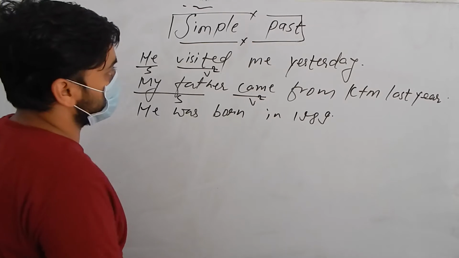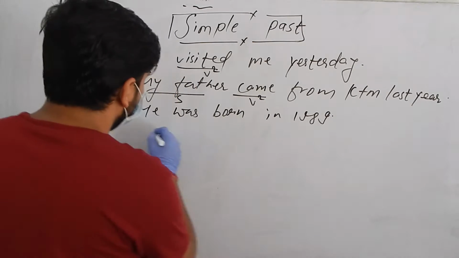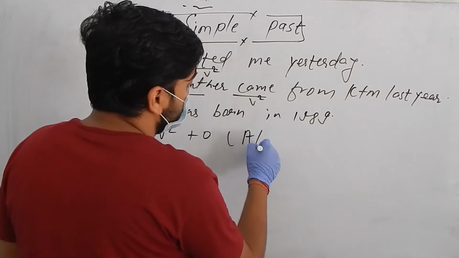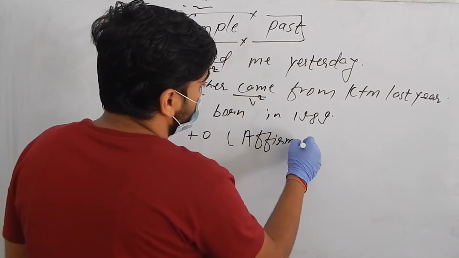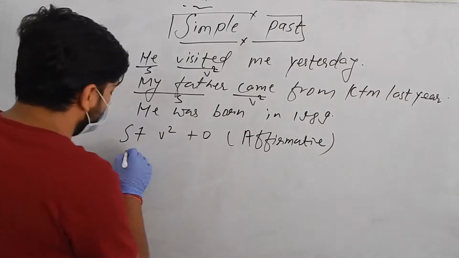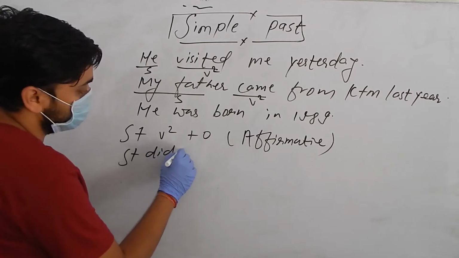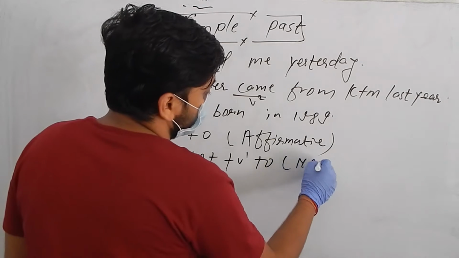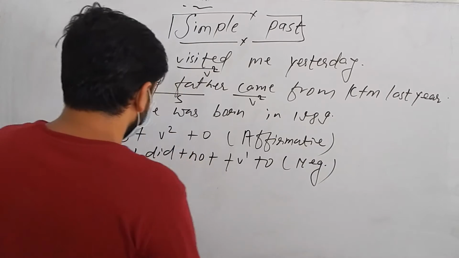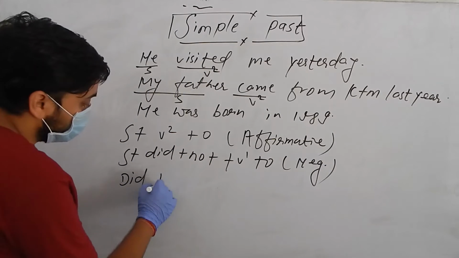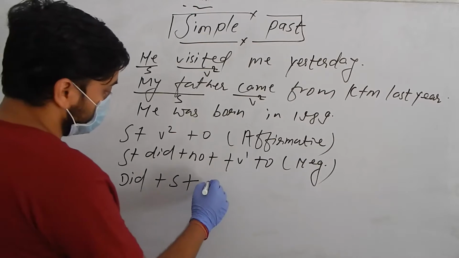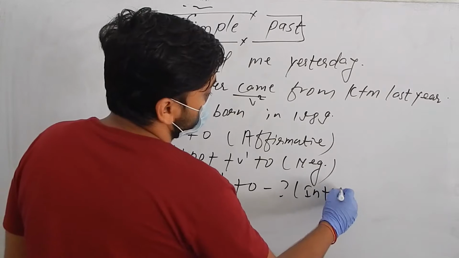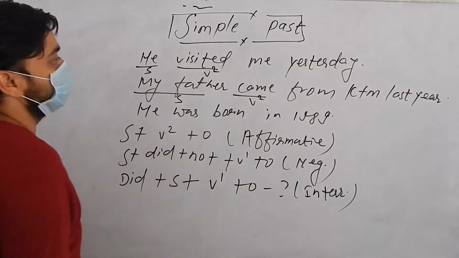So what is the structure of simple past tense? The affirmative structure is subject plus V2 plus object. Similarly, in negative, subject plus did plus not plus V1 plus object. It is the negative structure. Similarly, in interrogative, did plus subject plus V1 plus object and question mark. It is the interrogative structure of simple past.